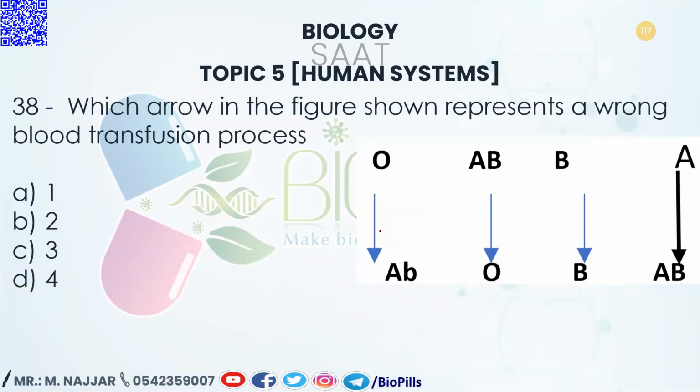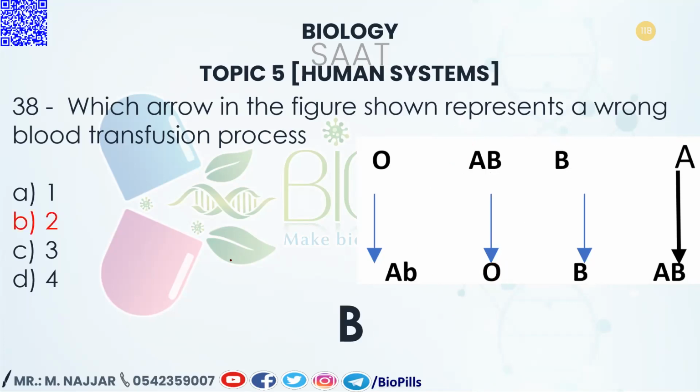Question number 38. Which arrow in the figure shown represents a wrong blood transfusion? 1, 2, 3, 4. This is 1, this is 2, 3, 4. Yes, this is actually the wrong blood transfusion. AB is the general acceptor. It does not give to anyone except its own. And O is the general donor. It does not accept from anyone except its own. So this is the correct answer.